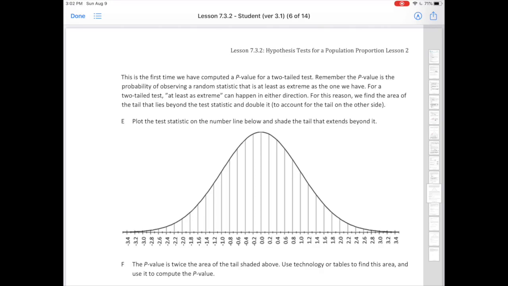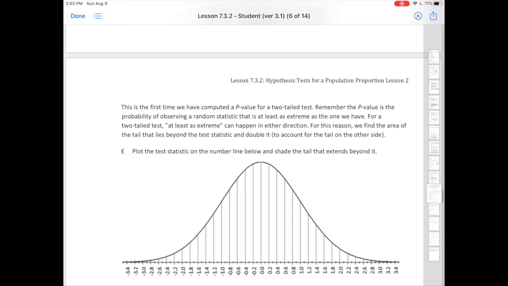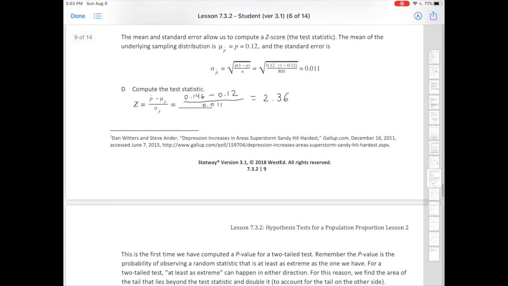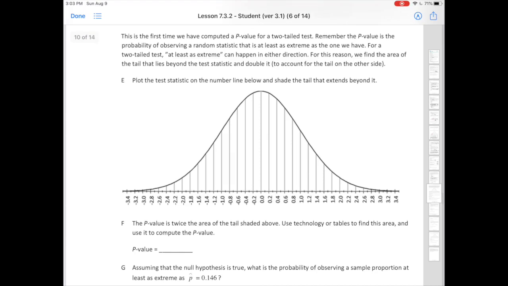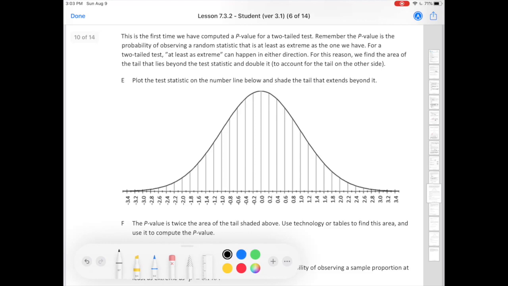For this reason, we find the area of the tail that lies beyond the test statistic and double it. Plot the test statistic on the number line below and shade the tail that extends beyond it. So what did we get for our z-value? It was 2.36. So that's pretty far, right? That's 2 standard deviations above the mean.